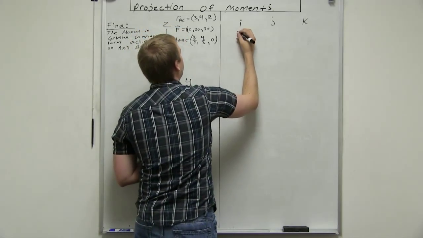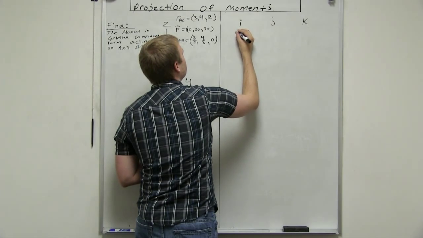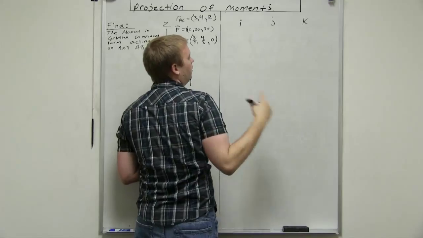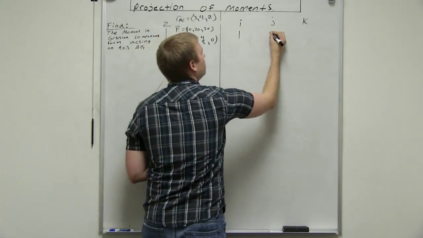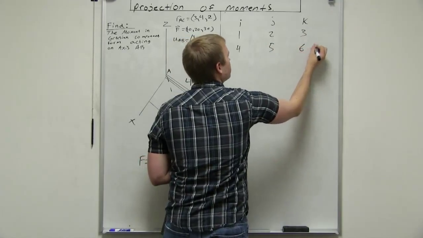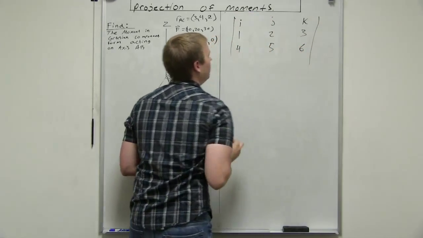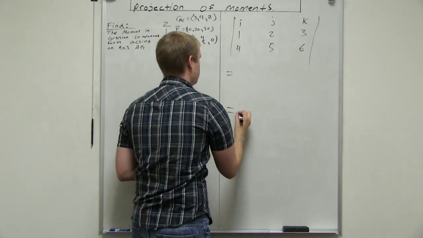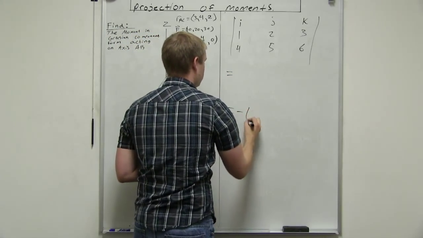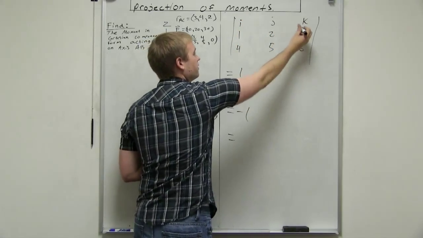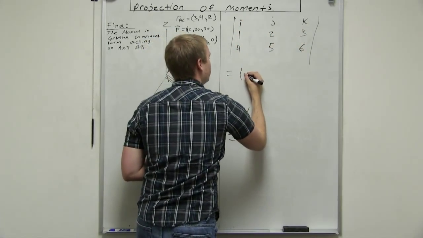So, let's just actually make up our own cross product for a second. We'll have 1, 2, 3, 4, 5, 6. Okay? And normally to do this, we'll have plus, minus, and plus. All right. Cross out the first line, 2 times 6 minus 3 times 5.